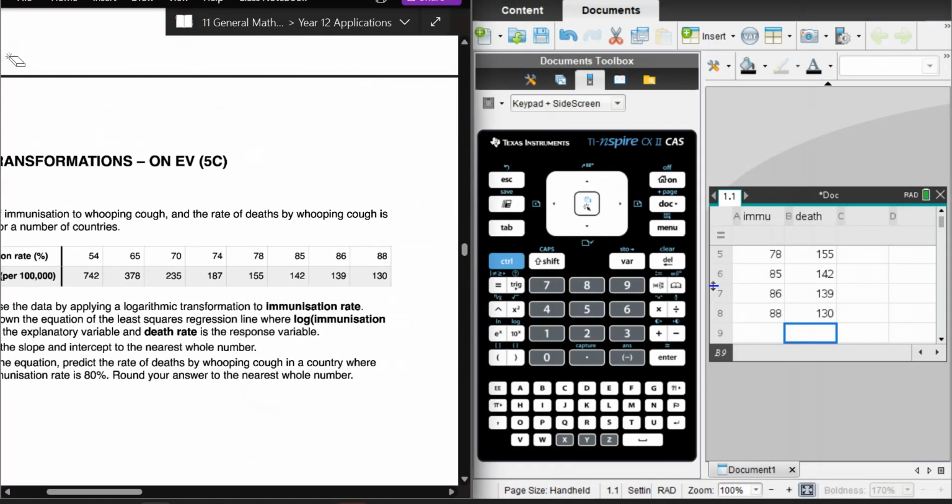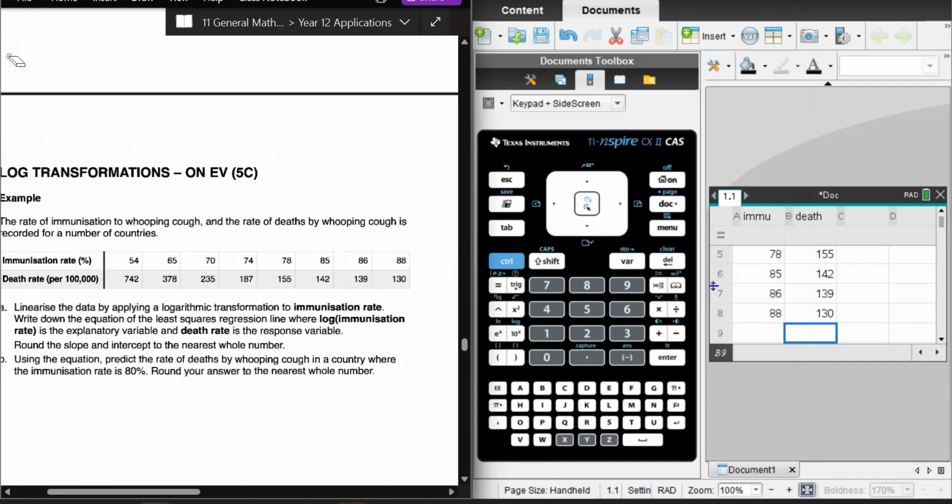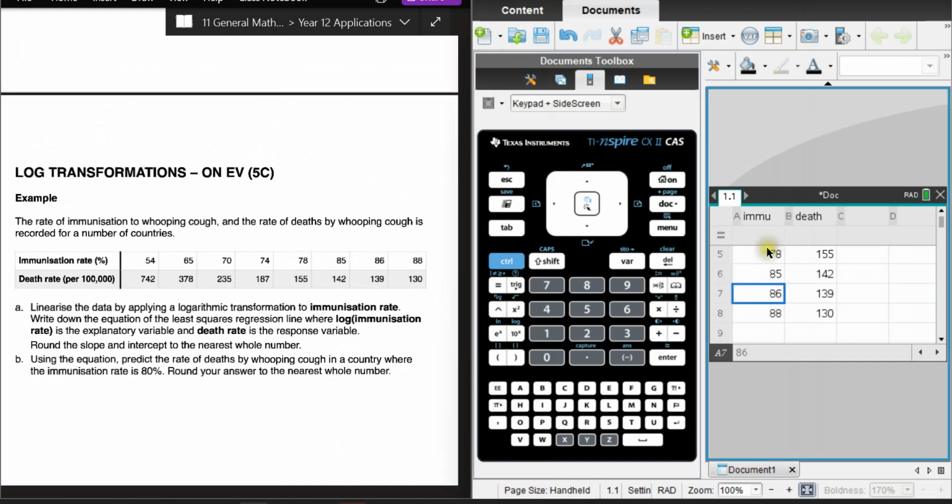Just minimize that a bit so you can follow along. So here's my data already on my calculator. And the question here is asking us to linearize the data. But before we do that, I just want to make a point of why we need to do that.